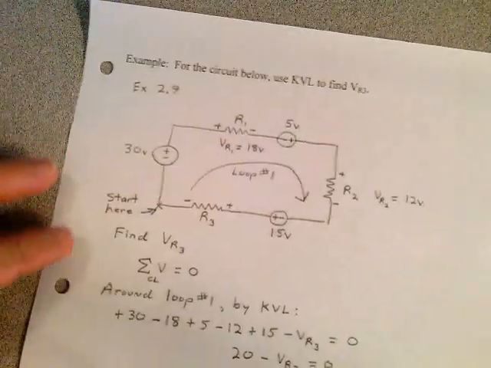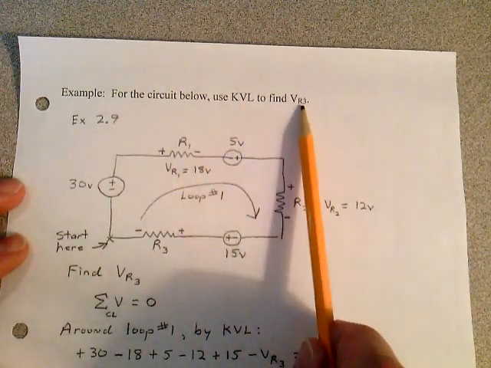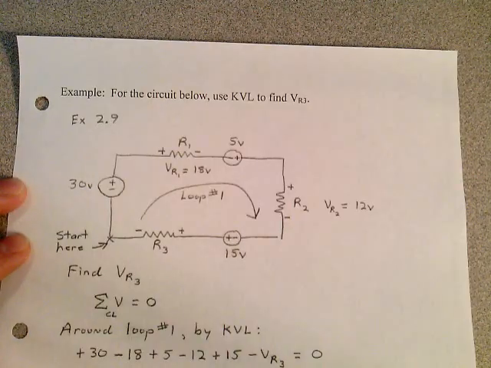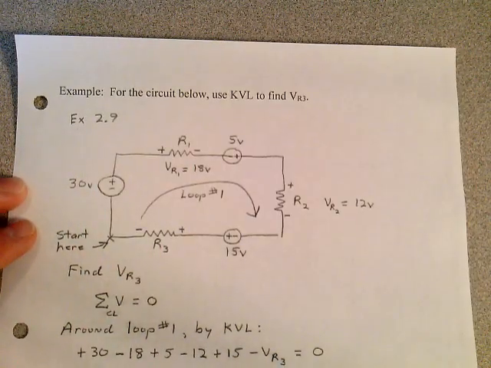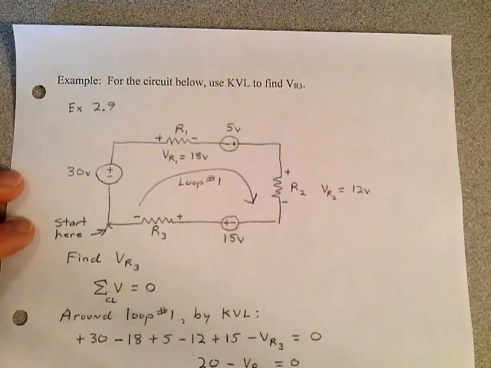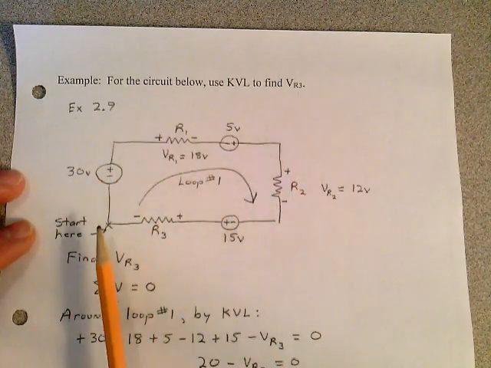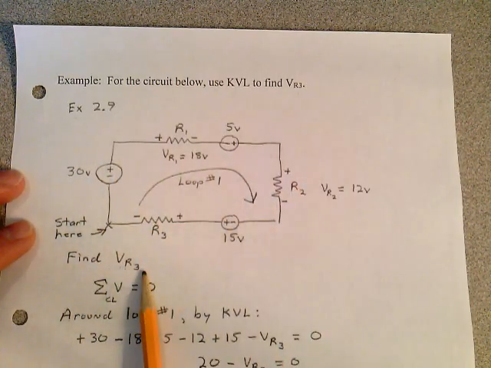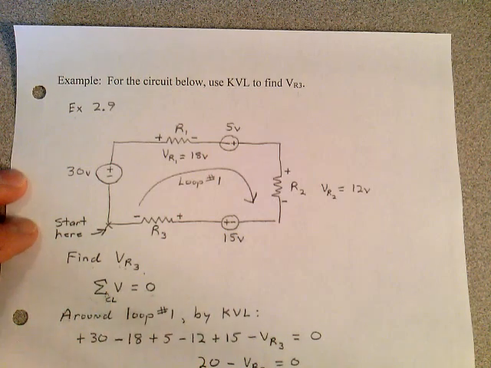On page number 24, another example. For the circuit below, use KVL to find the voltage across R3. This is example 2.9 in the book, but we're going to use my convention here. You can look over the author's solution, very similar to mine, except he uses the opposite sign convention. So here's the circuit. We're going to find VR3 using Kirchhoff's voltage law. The algebraic sum of the voltages around any closed loop has to be equal to 0.